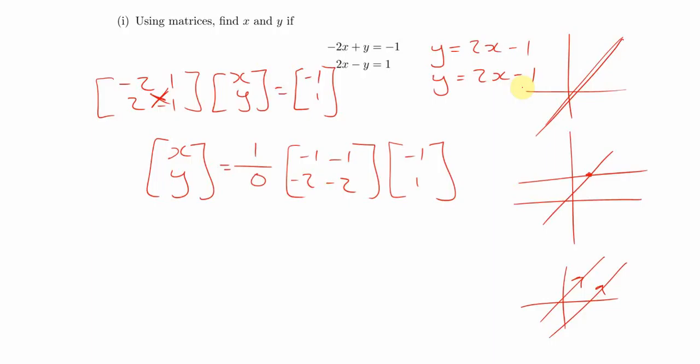So say x was a half, and you get -2 times a half, and say y is 0, plus 0, which equals -1, that works. And then same on the bottom, you get 2 times a half minus 0, which equals 1. So there we go. Whatever you do, it's a right answer, but you've shown that using matrices. Perfect.